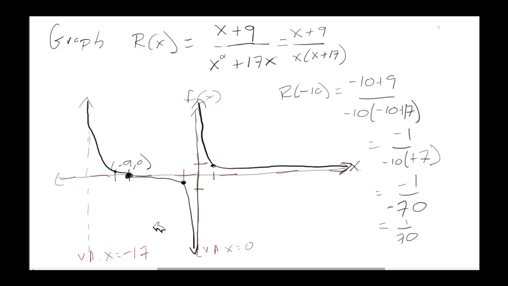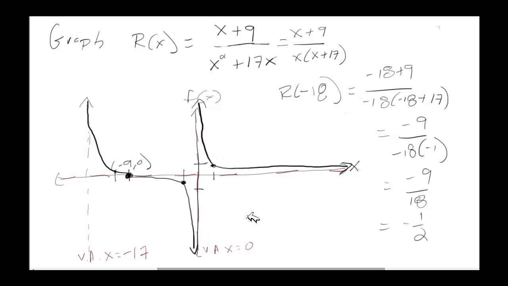Alright, I have one more region to figure out here. So a good number to plug in out here would be -18. So I'm going to give that a shot and see what happens. Okay, here's minus 18, in for all x's. I simplified everything and I get minus 1/2. So I plug in minus 18, like right there. Again, that 1 point's enough for me to do this.